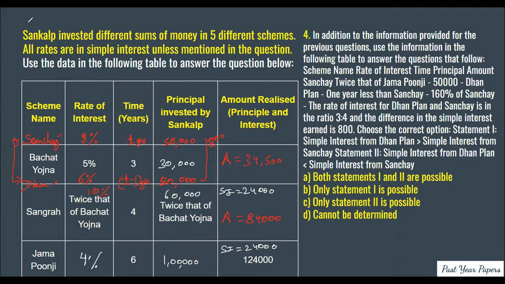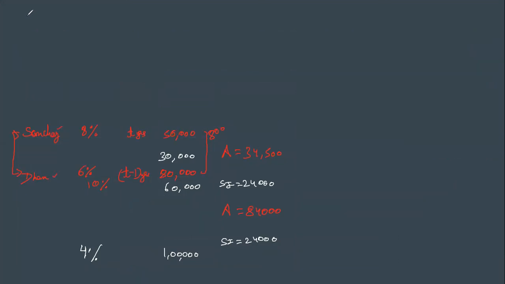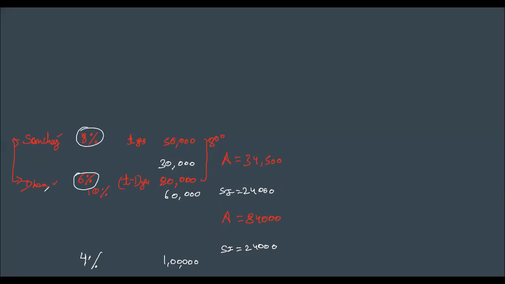Let me change the slide. Sanchay and Dhan: 8% is the rate of interest of Sanchay, 6% is the rate of interest of Dhan. T years is for Sanchay, T minus 1 years is for Dhan plan, 50,000 is the principal for Sanchay, 80,000 is the principal of Dhan plan. So let me first assume that Dhan plan is bigger than Sanchay. What will be the simple interest of Dhan plan?